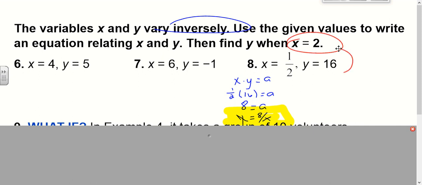Then I need to find when x is 2. So this goes with all of these problems. When x is 2, so let's just plug it in. Y equals 8 over x, and then I have y equals 8 over 2. Well, 8 divided by 2 is 4. So there we go. Y equals 4. Okay, and that's all of it.